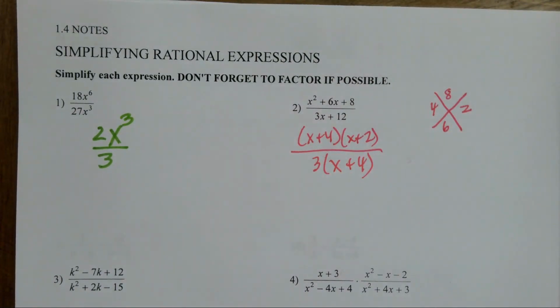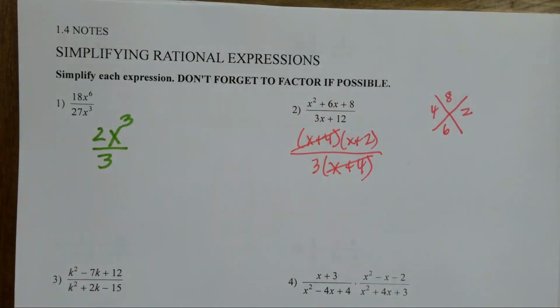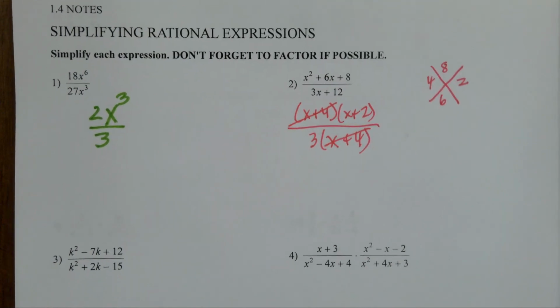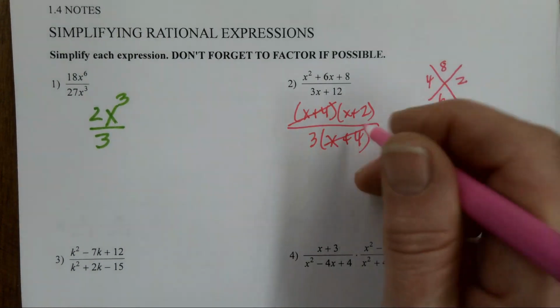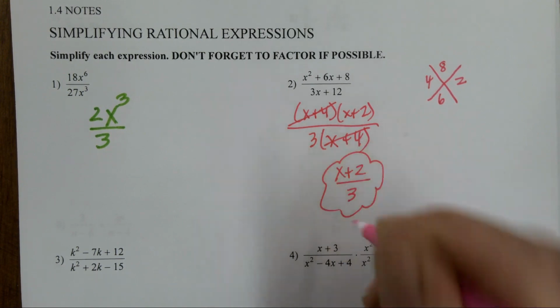All right? Now I look for identical quantities. Pluses and minuses screw things up. I need to make sure that if I have pluses and minuses, that I am canceling out the entire quantity that matches. And in this case, that's the x plus 4, x plus 4. So that's simplifying a rational expression. That leaves me with x plus 2 over 3, final answer there.